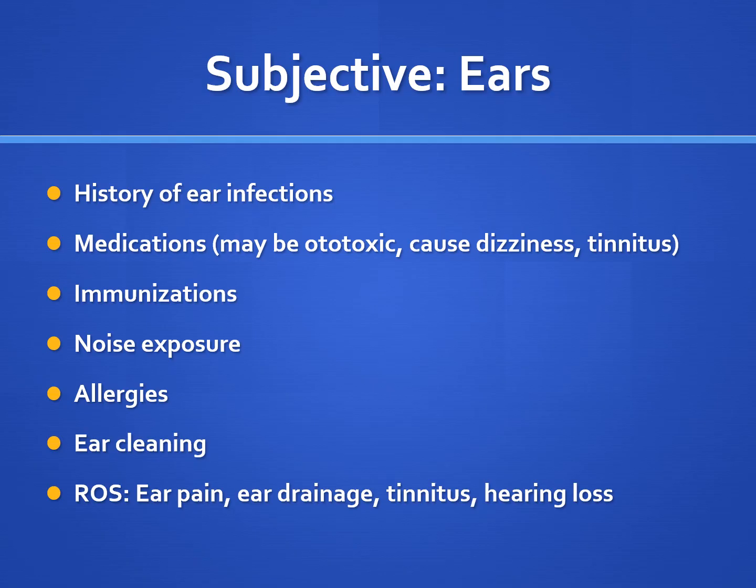Asking about immunizations, especially in children. Vaccines like pneumococcal and influenza help reduce ear infections, believe it or not. Noise exposure, we're asking and assessing for occupational or recreational noise exposure. Chronic exposure can lead to hearing loss. We want to ask about their work environment, headphone use, concerts, or loud hobbies. Then allergies. Allergies can contribute to eustachian tube dysfunction and fluid buildup, which can impact hearing and increase infection risk.